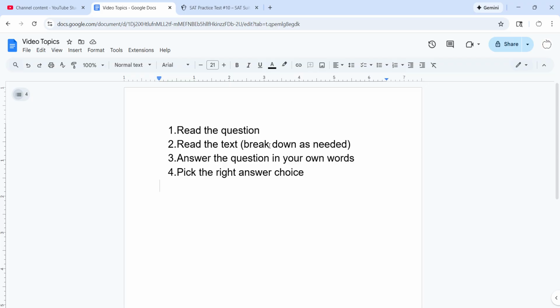And if you do step 1, 2, and 3 thoroughly, and you practice, and you get good at doing step 1, 2, and 3, you will always be able to find the right answer choice. So, what we're going to do now is we're going to do an example to show you really what I mean when I talk about these different steps.